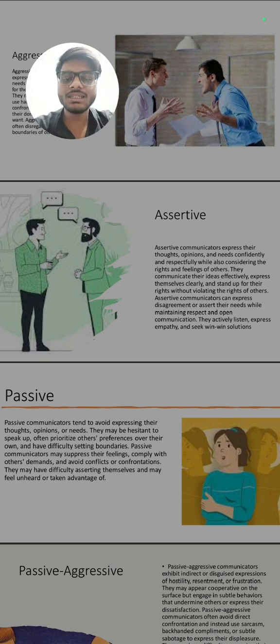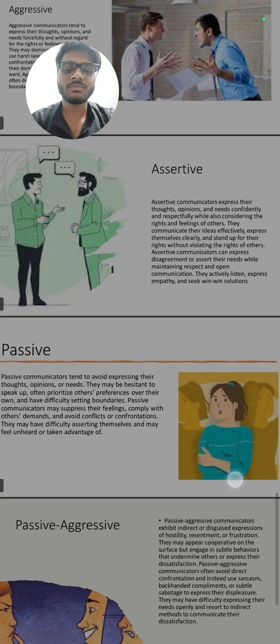Passive communicators tend to avoid expressing their thoughts, opinions, or needs. They may hesitate to speak up, often prioritize others' preferences over their own, and have difficulty setting boundaries. They may suppress their feelings, comply with others' demands, and avoid conflict or confrontation. They may have difficulty asserting themselves and may feel unheard or taken advantage of. This type of conversation is not likely to be in his or her favor. They are not able to express their feelings, and whatever the other person says they agree upon, and at last it will not help them, and they will have to follow the other person.